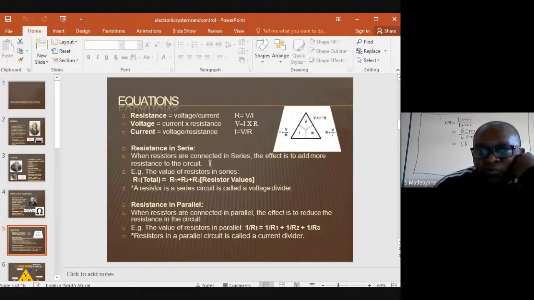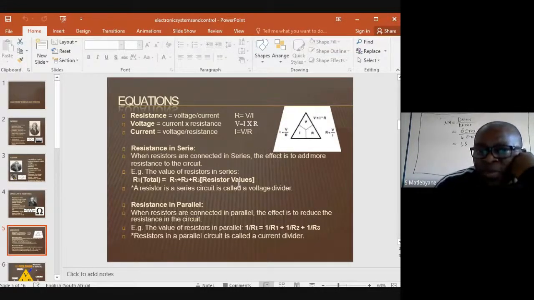I want to see if you are paying attention. Please, someone type for me on the side. If here they say a resistor in a series circuit is called a voltage divider, then what is current? What happens to current in a series circuit?